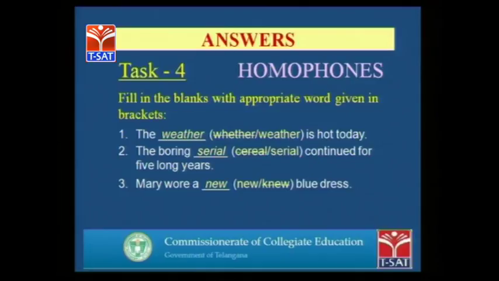And when we come to the third example, Mary wore a new blue dress. It is the new blue dress, not the old one. And K-N-E-W is, I know him, I know her.